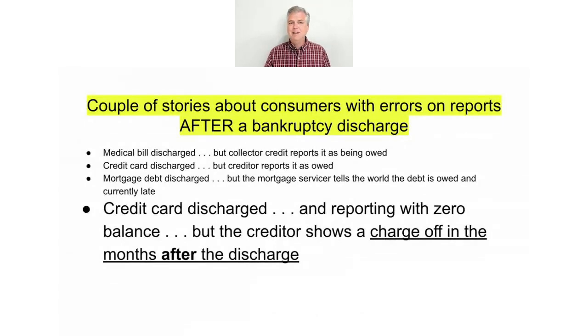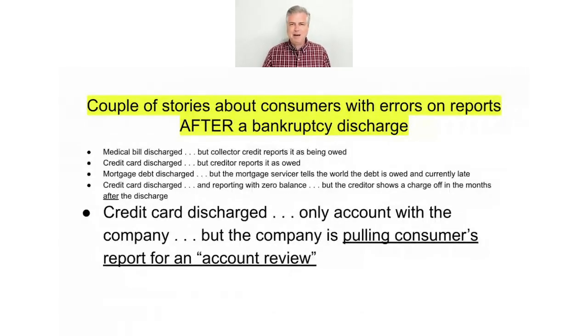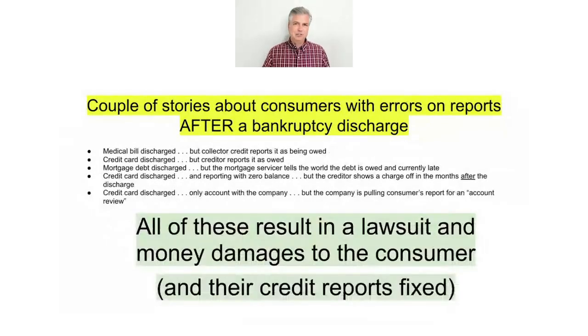It's a problem. Or what if, let's say it's Capital One, and I only have one Capital One card, and I discharge that. I have no other Capital One cards. I don't apply to Capital One. And then I find after the discharge, Capital One has done an account review, a soft credit pull. Does that violate the law? Well, the answer to all of these is yes. So these resulted in lawsuits. These result in the credit report being fixed, usually the matter in question being deleted, and then money damages. So this is what I want to talk to you about today.